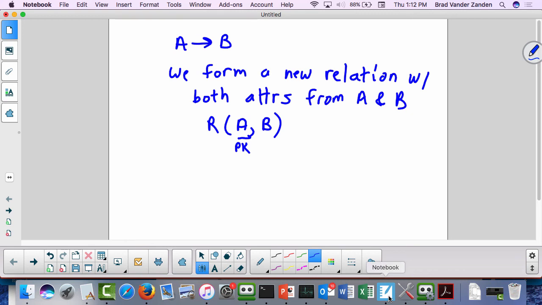Now in the old relation, so we'll say original relation, A remains, but all B attributes are removed from the original relation.